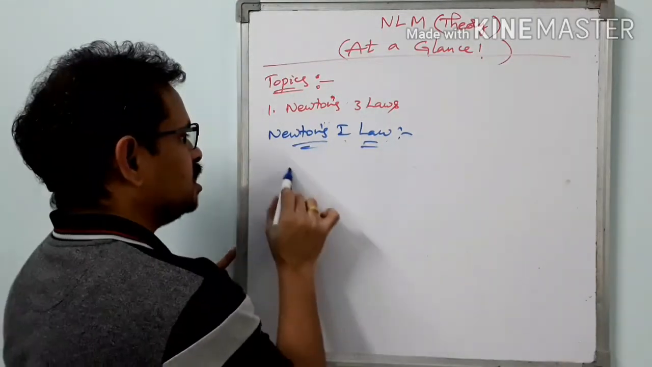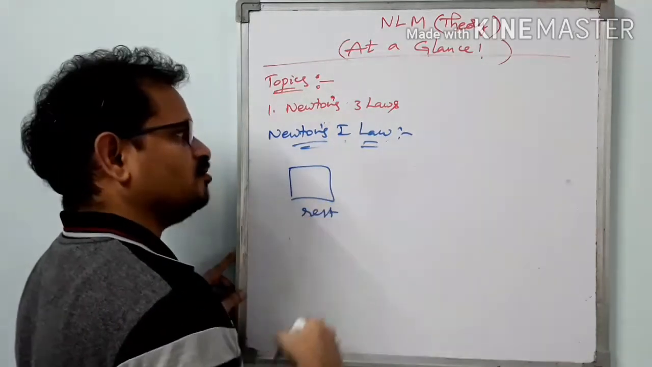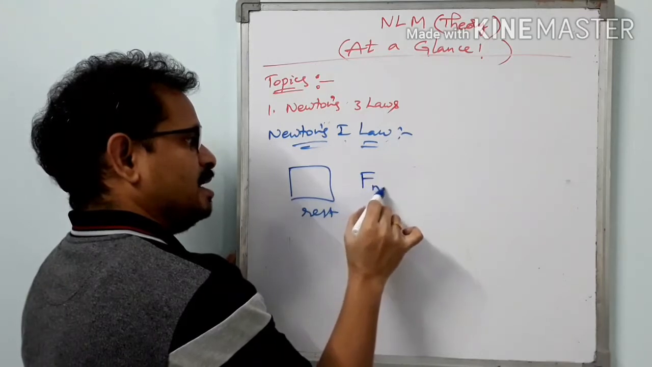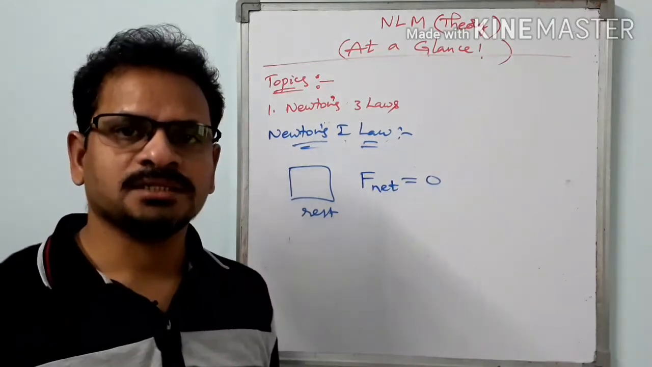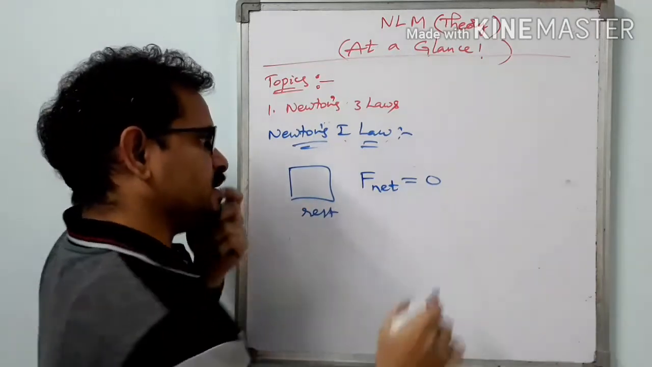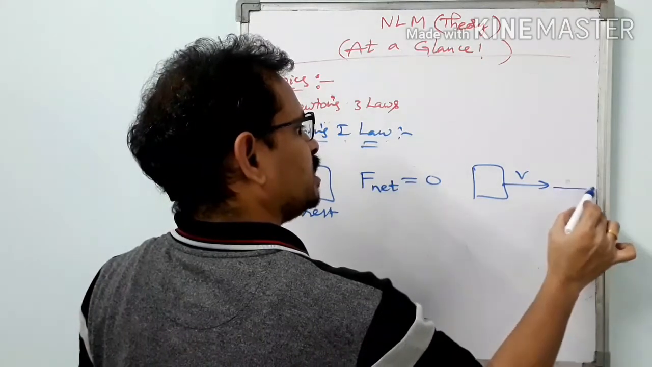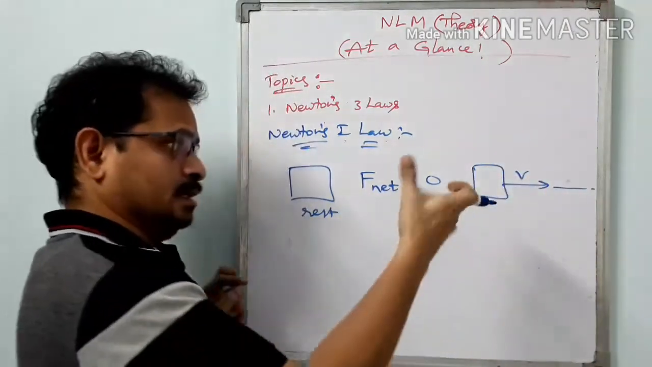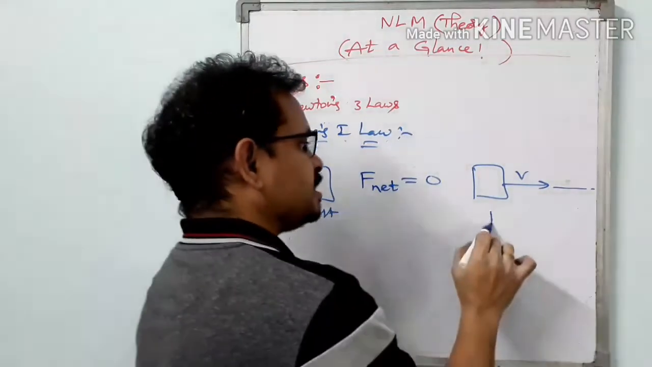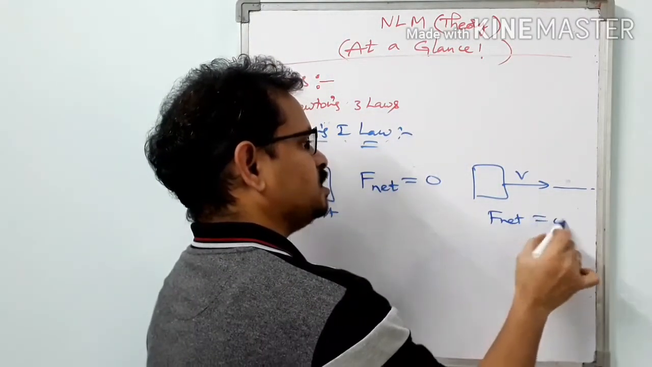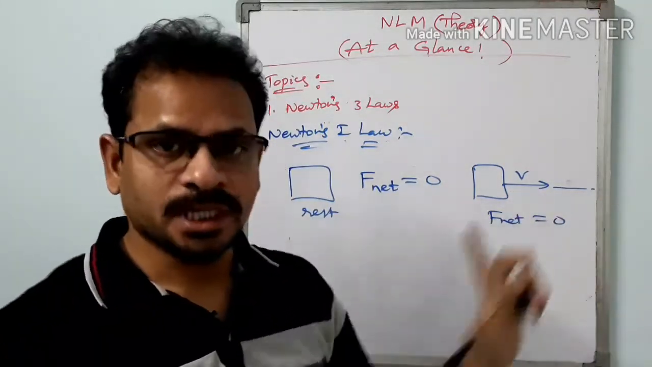What it states: if a body is in a state of rest, it continues to be in a state of rest until the net external force acting on the body is 0. If no net external force acts on the body, it will remain in the state of rest. And if a body is moving with a constant velocity along a straight line, it continues to move with the same constant velocity along the same straight line unless it is acted upon by a net external force. That is, until the net external force is 0, it continues its motion like that. Okay?